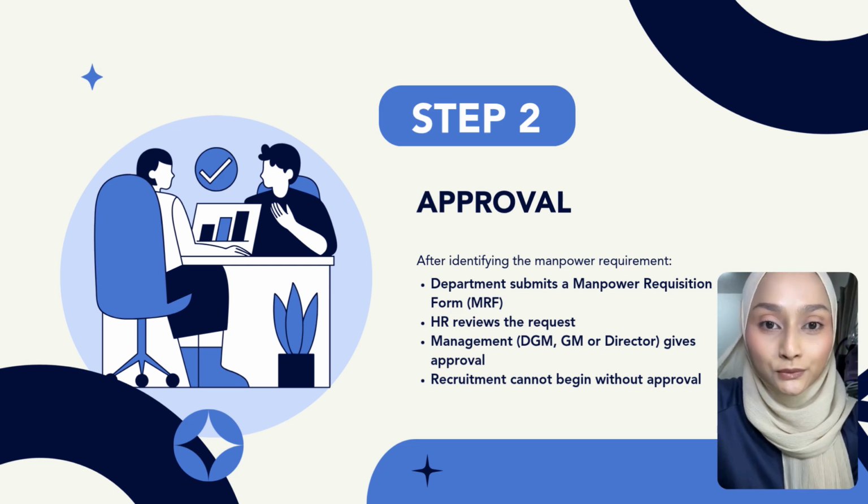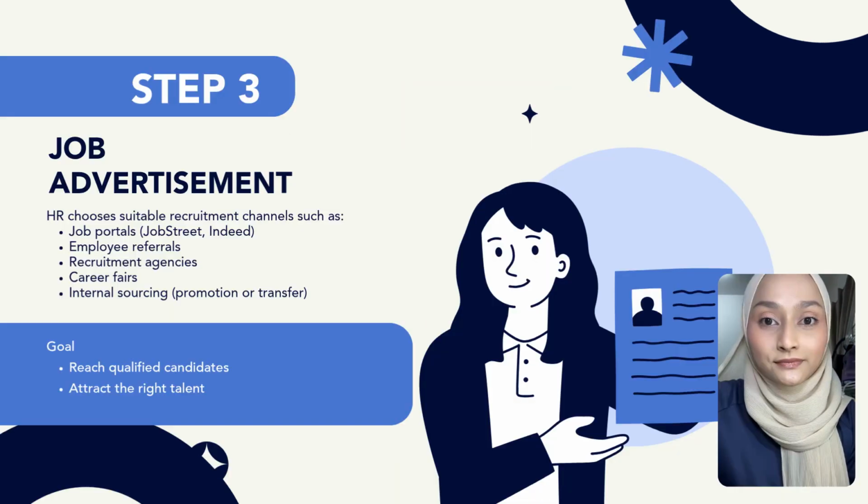Next is step 2, which is approval. After confirming the manpower requirement, the department submits a manpower requisition form, or MRF. HR reviews the request before it is approved by the management, such as the DGM, GM, or director. Without management approval, the recruitment process cannot proceed.